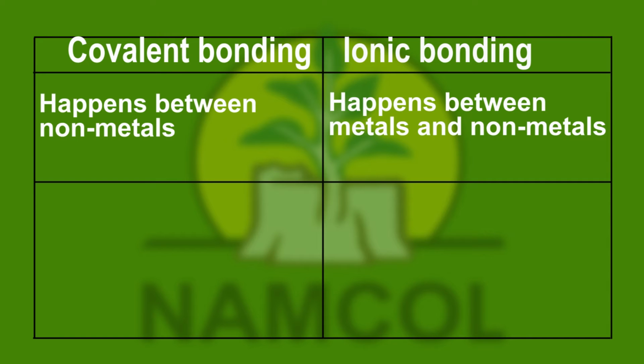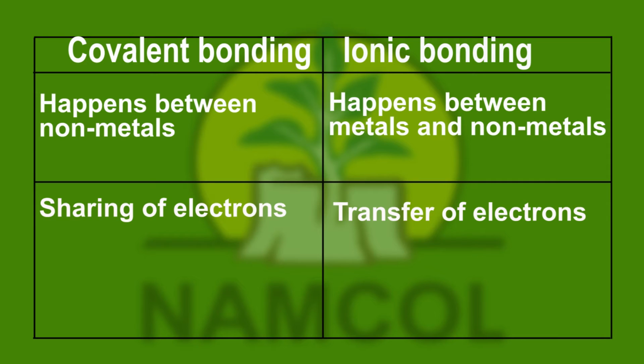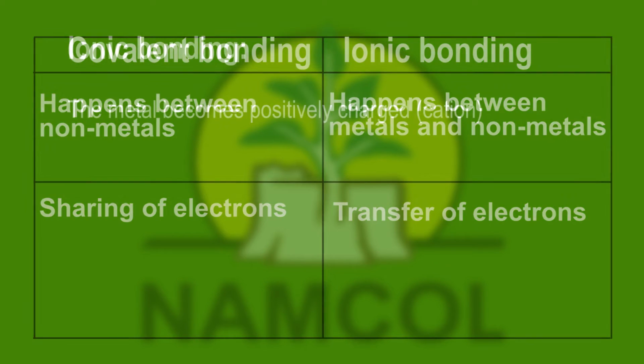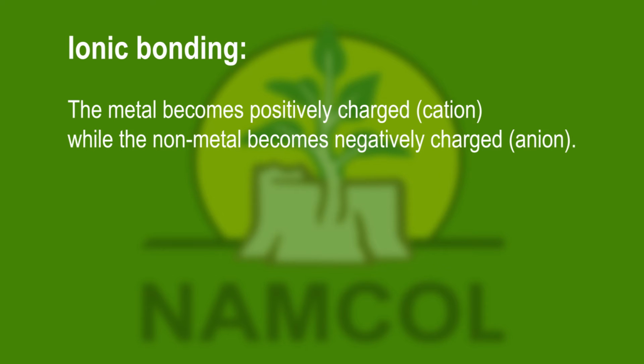Covalent bonding only happens between nonmetals, while ionic bonding happens between metals and nonmetals. Remember, metals are on the left of the step line and nonmetals right of the step line on the periodic table. Covalent bonding involves sharing of electrons. In ionic bonding, electrons are transferred from a metal to a nonmetal. The metal becomes positively charged. It's called a cation, while the nonmetal becomes negatively charged, called an anion.